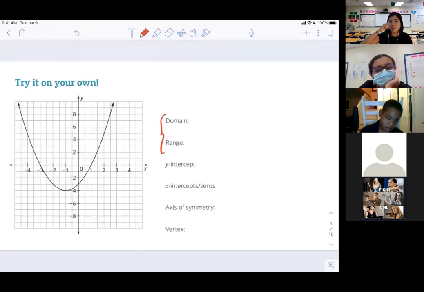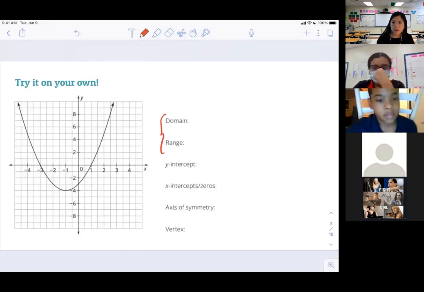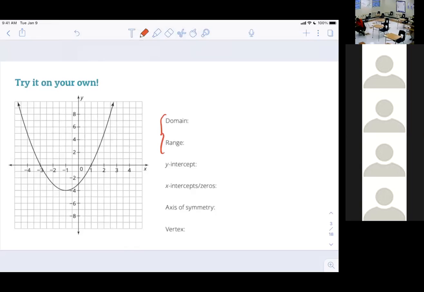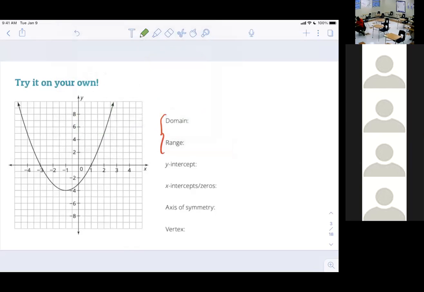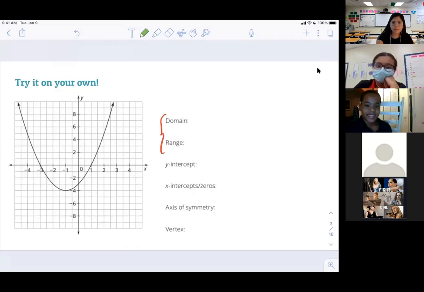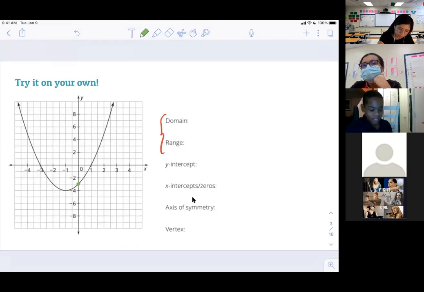All right. You can either just answer out loud, or if you're having issues with your microphone, you can answer in the chat. Can I hear from Emily? What is the y-intercept? Y-intercept 0, -3. Beautiful. Good.